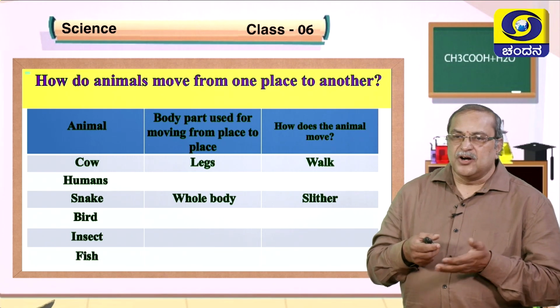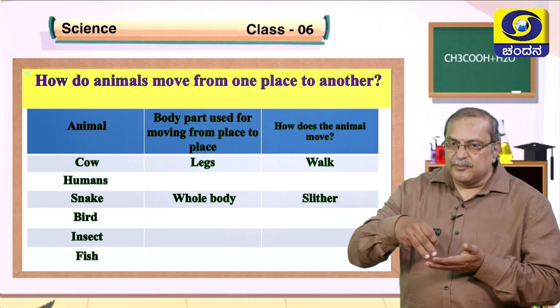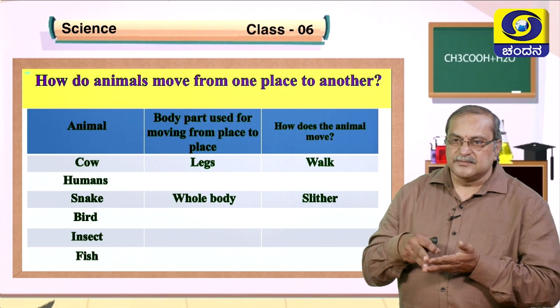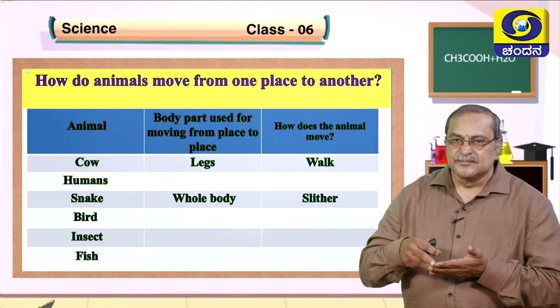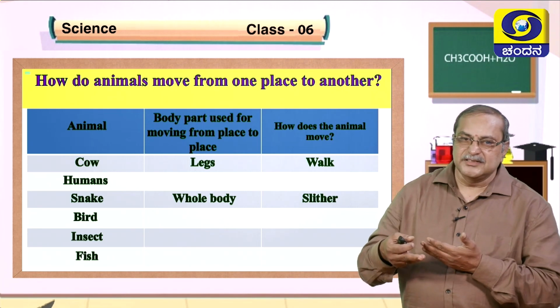Cow. So how many legs are there for that? 4 legs, no? So they will move with the help of legs. What does the animal do to move? Walk. We say it is walking. Humans, we too have legs. We also walk, isn't it?